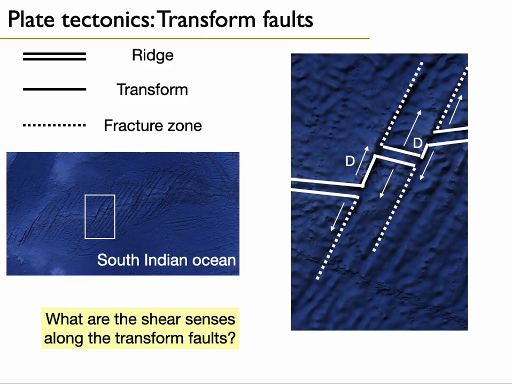So let's go back to our example. We have divergent motion here. We have a divergent motion there. This, if I'm sitting on this plate, is moving towards the right. So this is a dextral sense of shear.